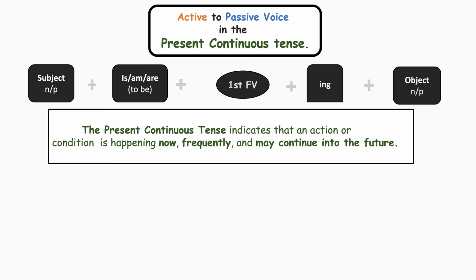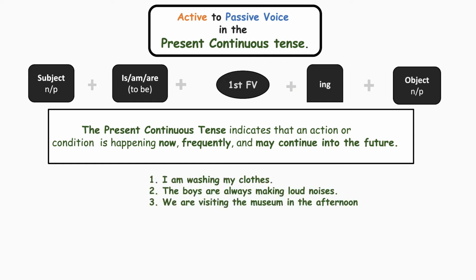What and when do we use the present continuous tense? Present continuous tense indicates that an action or condition is happening now, frequently, and may continue into the future. Now look at these sentences I have made. Number 1, I am washing my clothes. In this tense, the action is happening right now. You are right now washing your clothes. It's happening now. Number 2, the boys are always making loud noises. That means they are frequently making noises.